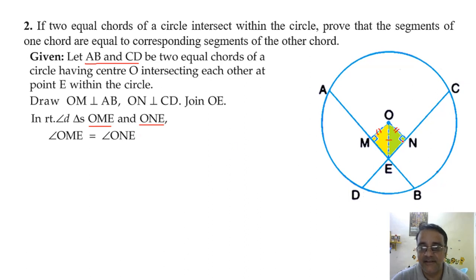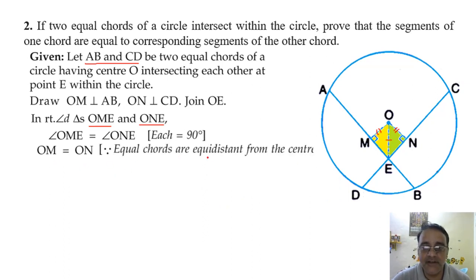These two angles are each 90 degrees, right? And OM is equal to ON. Just now I told you that equal chords are equidistant from the center. And the next one, OE is the hypotenuse of these two triangles, and it is common also.